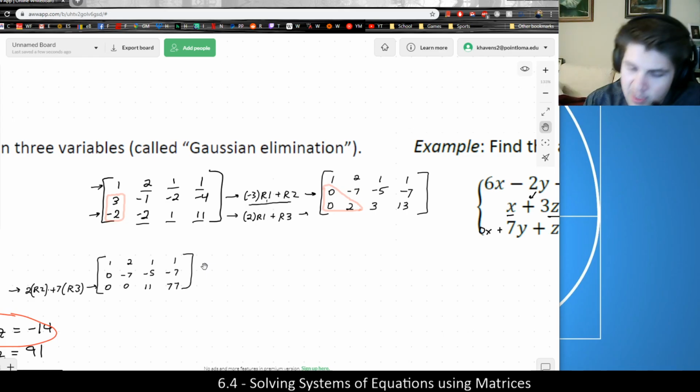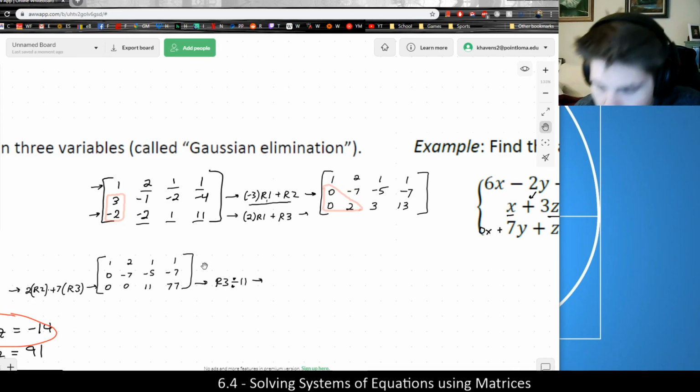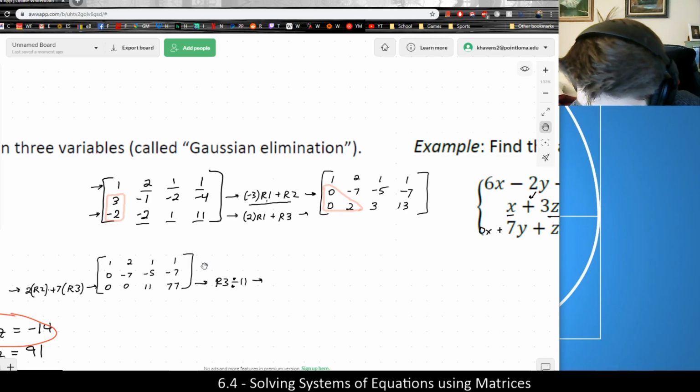But then additionally, what we're allowed to do is multiply a row through by a non-zero constant. So what I could next do is take row 3 and divide it by 11, which is the same as multiplying by 1/11th. And that would simplify my row 3 down to 0, 0, 1, 7. And then notice that row is now quote unquote solved.